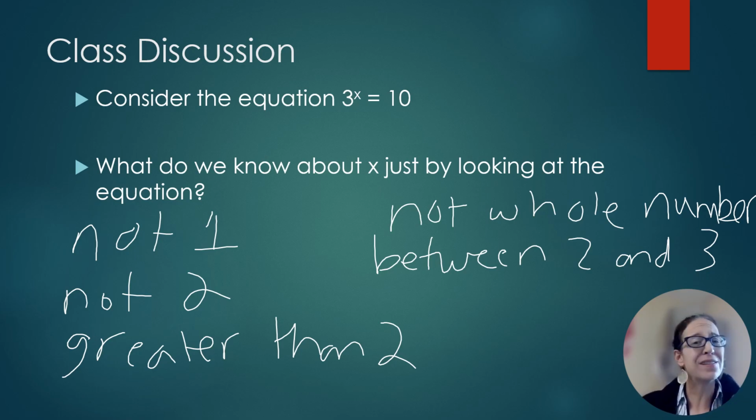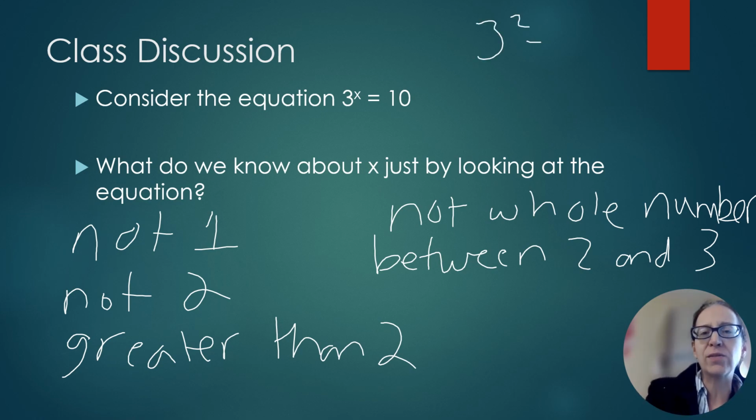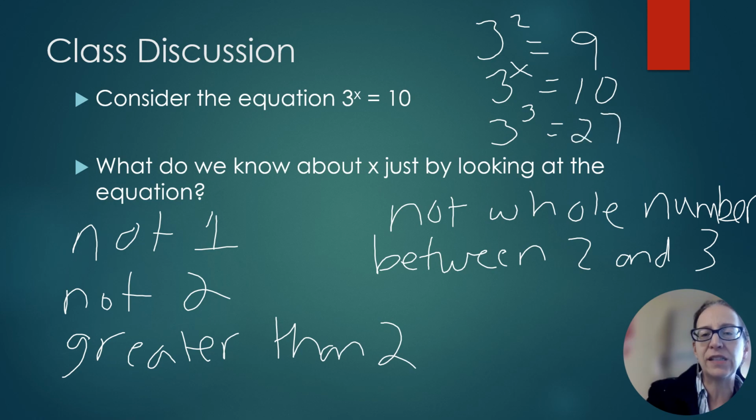And then sometimes I'll poke and nudge a class a little bit further, and I'll say, okay, is it closer to 2 or is it closer to 3? And then students have to think about that for a little bit. Well, 3 squared gives me 9. We're looking at 3 to the x, and 3 to the third is 27.